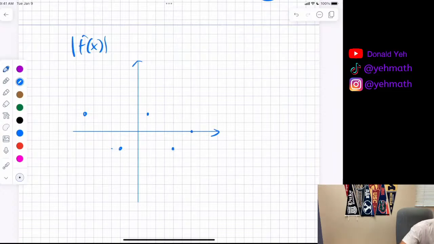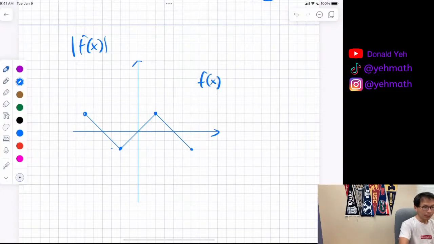So I'm going to connect this down. I probably had to change it a little bit. Sorry. Okay, so let's just say this is f of x. How do I graph absolute value f of x? What do you think? Charlotte?